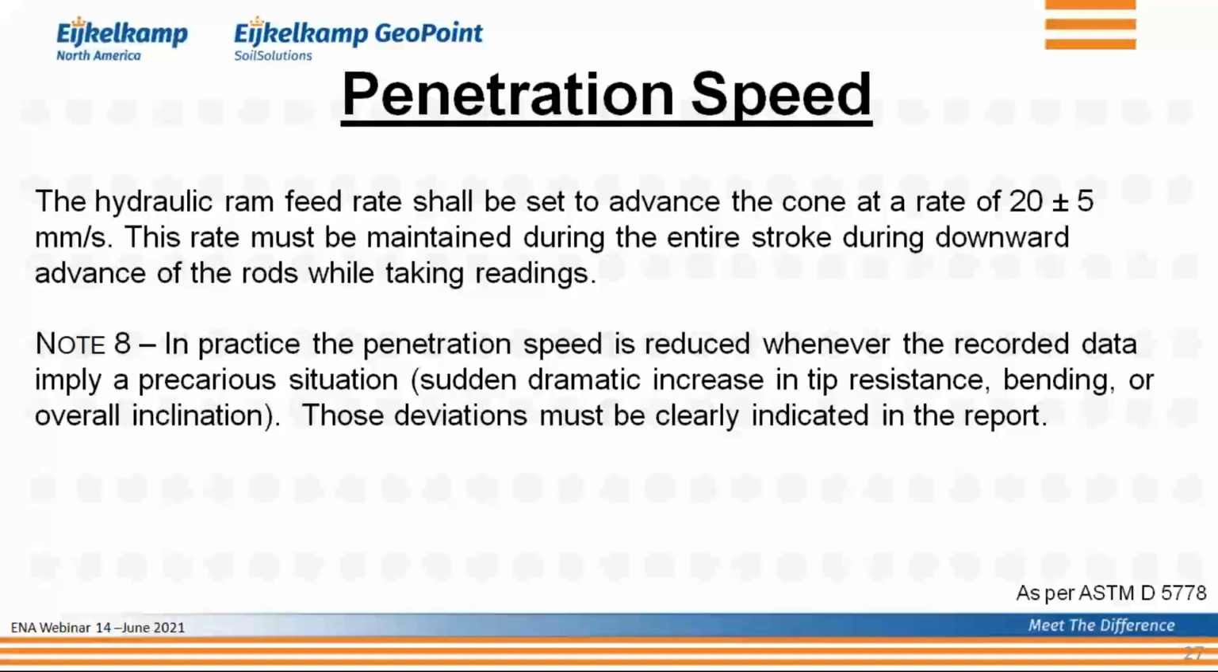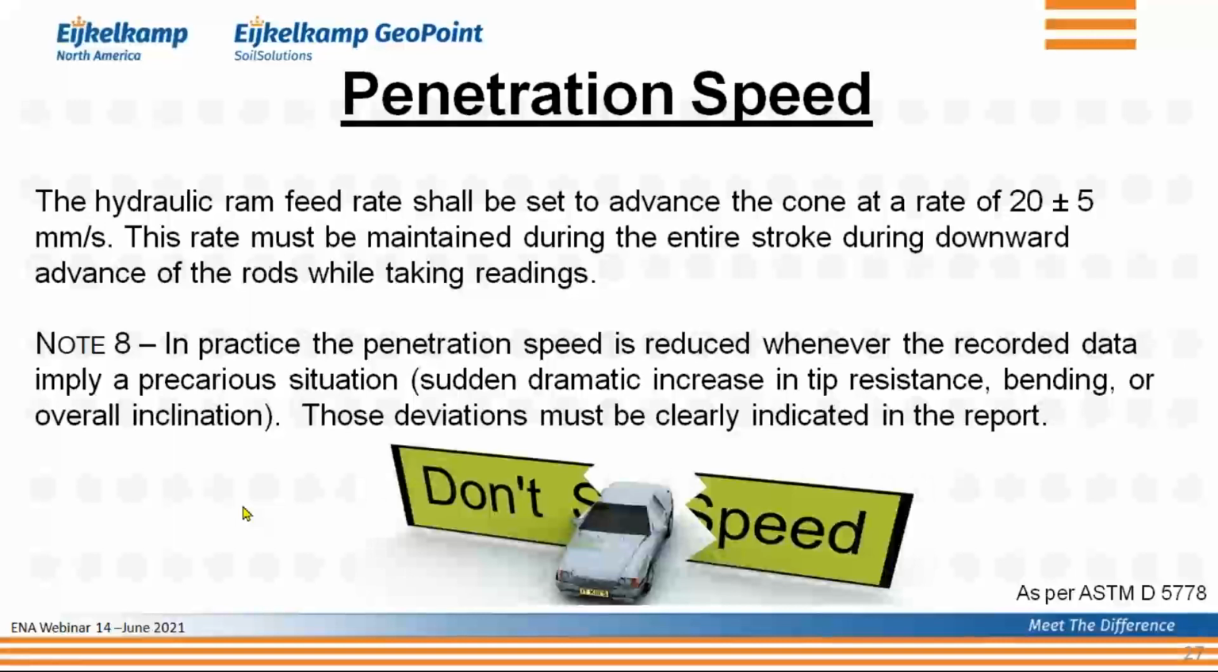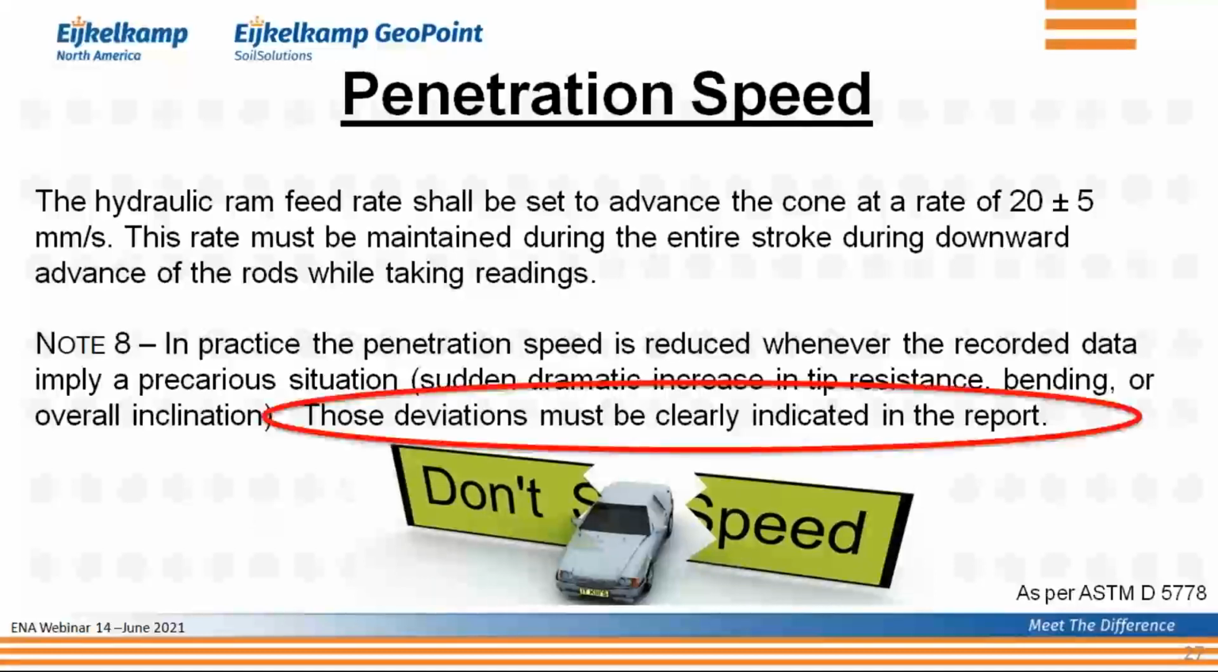But all the correlations that we have derived with CPT are based on this speed of 20 millimeters per second. So if you now have a slower speed, those correlations may not be completely valid anymore. And if you don't record it, if you don't make clear that you have a lower speed, nobody is going to know. And therefore, nobody is going to adjust the data as it is finally being reviewed. So don't speed. Yes, obviously, you need to stay in line with the specifications. Don't go too fast, but also clearly indicate deviations in the report.